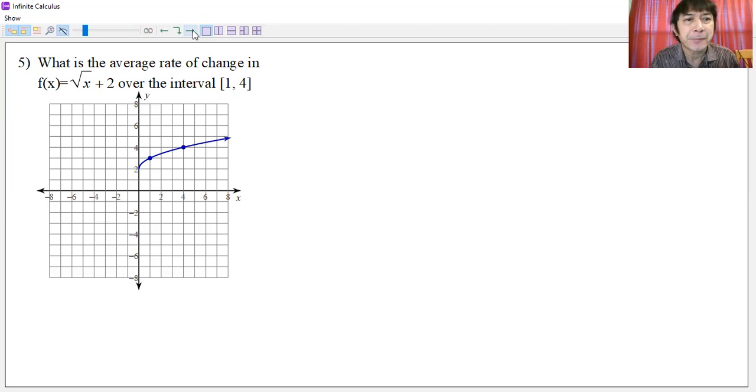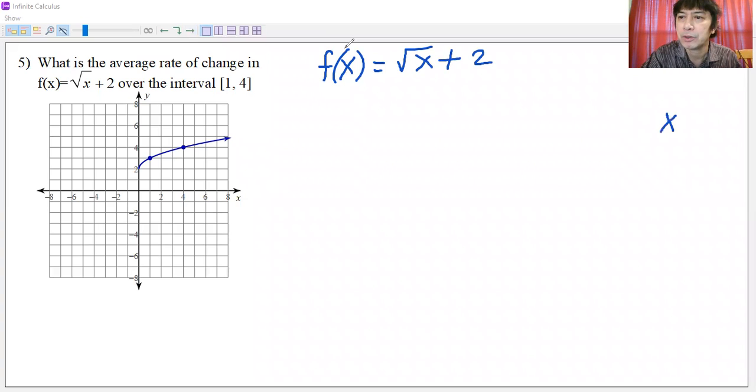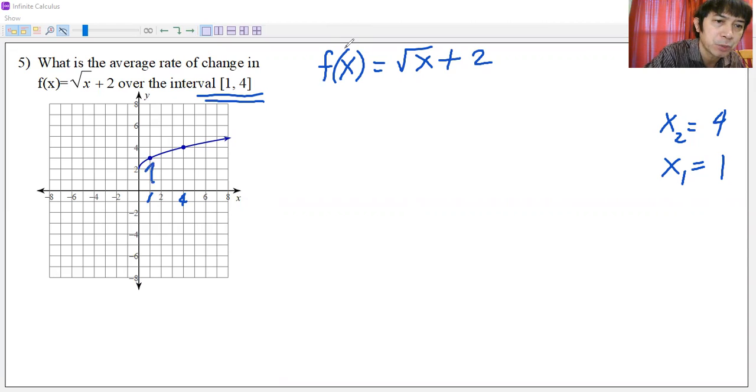So what we have here is the function of x is square root of x plus 2. Let us denote our x2 and x1. X2 is the higher, and x1 is the lower. These are the interval, that means 1 and 4, and that is actually this point and this point in the graph there.